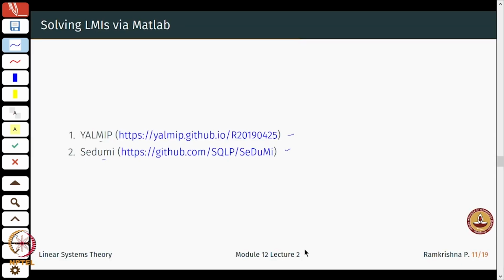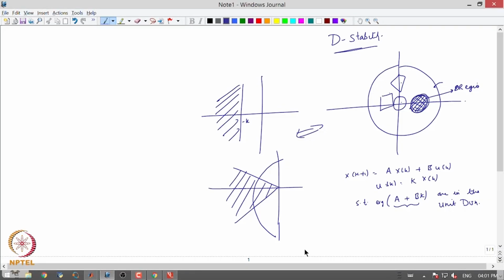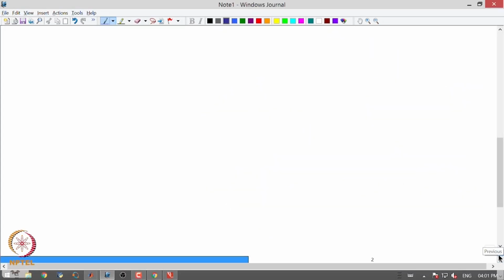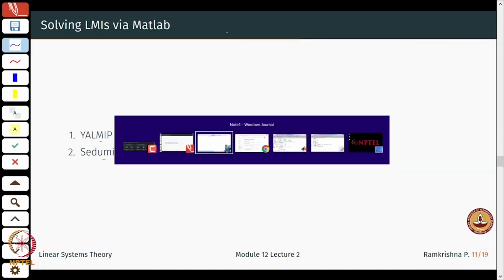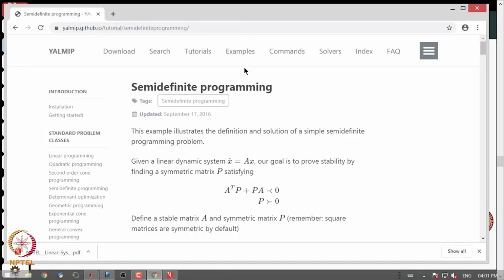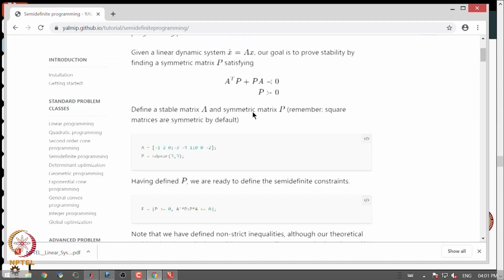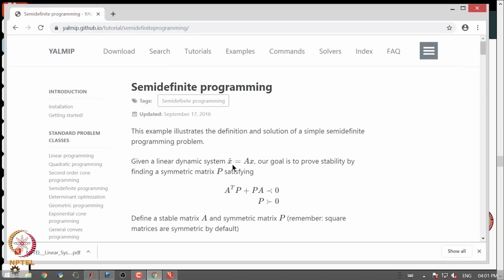Let's start by solving a very simple problem. Not stabilization, but even a stability problem. For example, check whether a given A is stable. It could be continuous time or discrete time, both. I am just at this YALMIP website. There are a bunch of tutorials which you can go through. Ours comes in the category of semi-definite programming. So start from here.